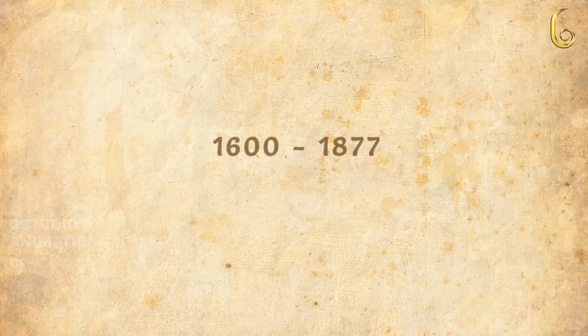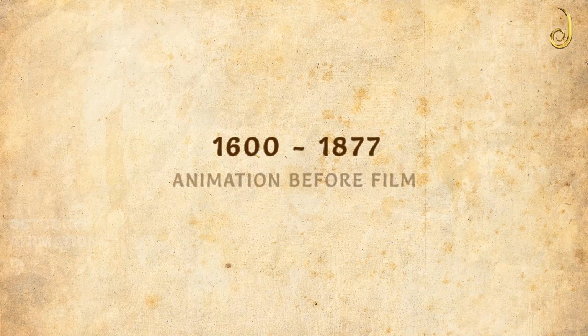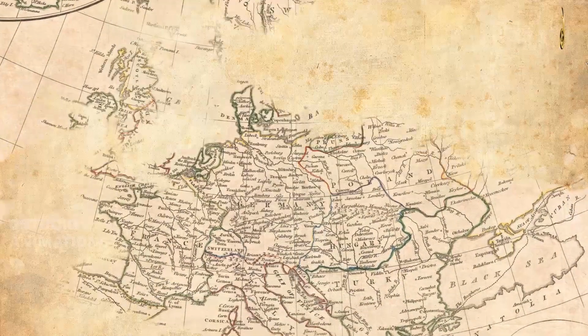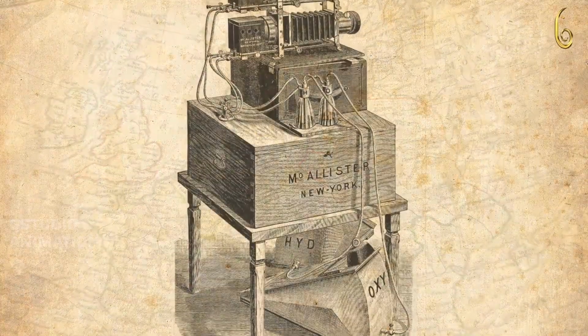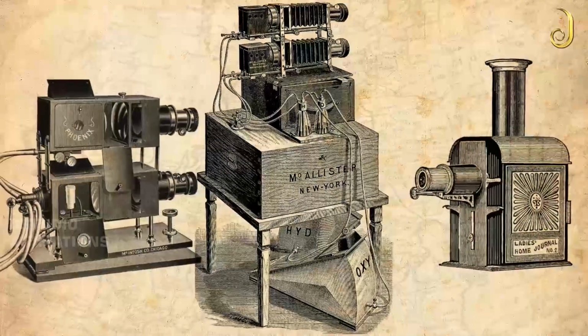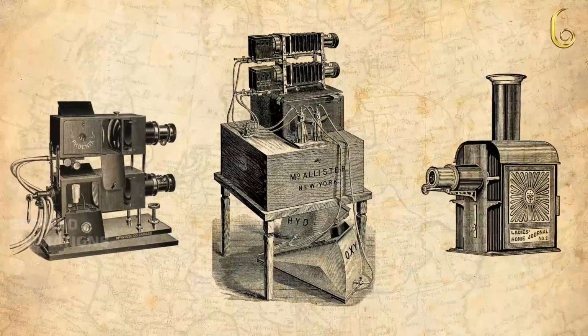1600 to 1877. Animation before film. With the spread of the Industrial Revolution in Europe and North America, in the 18th and 19th centuries, came experimentation with machines that would make images appear to move.